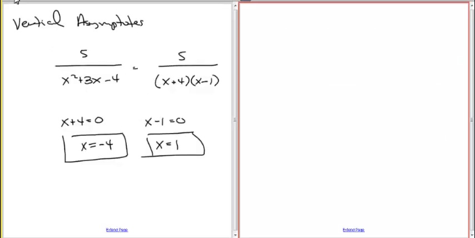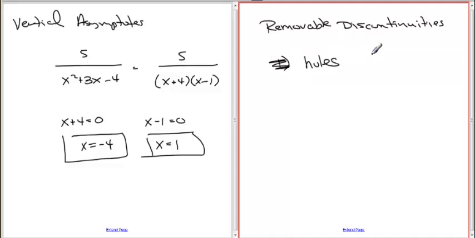And finally, removable discontinuities. Removable and non-removable. So there are basically two kinds that we have. Actually, there's only one type of removable discontinuity, which we've looked at, and that's holes. That's where you get 0 over 0. And non-removable, that's vertical asymptotes.